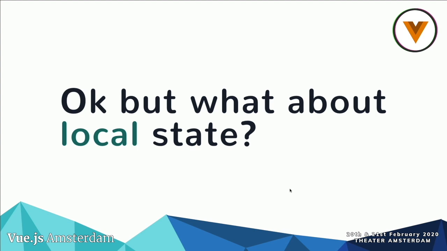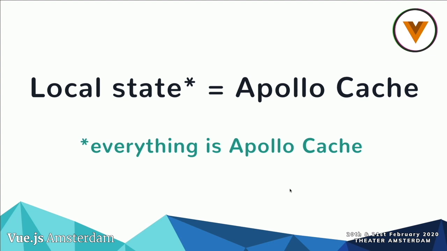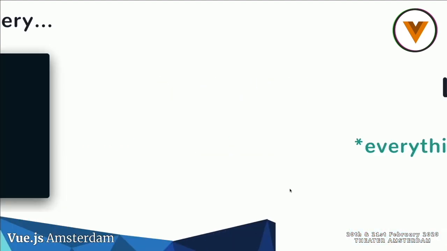But what about local state? What if we're not calling an API? Local state with Apollo client is represented by Apollo cache. Well, everything in Apollo client is stored in Apollo cache. If you fetch something from the API, it's stored in Apollo cache automatically. And local data is put to Apollo cache as well.